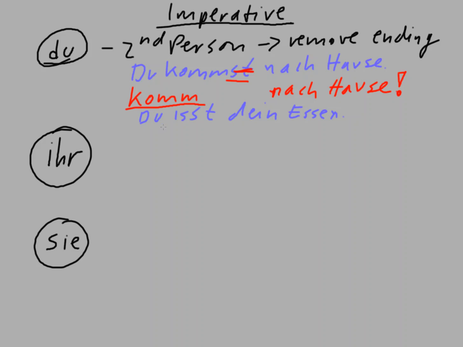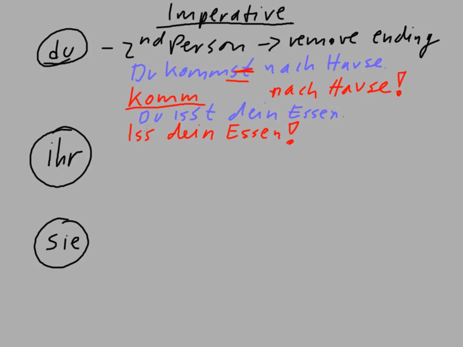Well, then you have to do this. You have to say iss dein Essen, and an exclamation mark, and there we go. Depending on whether you're using older German grammar or newer German grammar, you might want to remove that sz and replace it by this. Iss dein Essen. Eat your food. Or else.